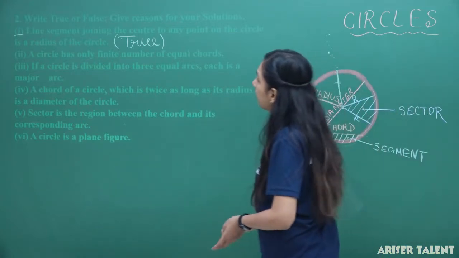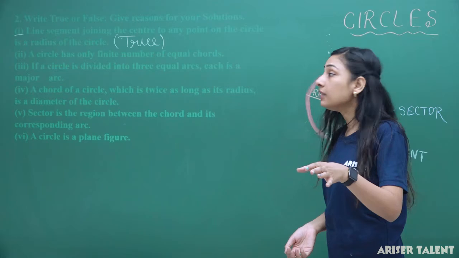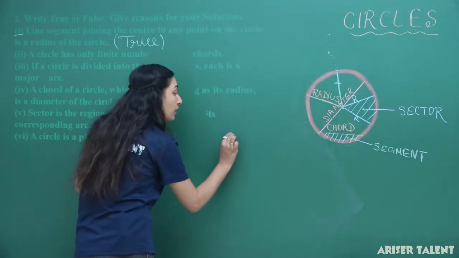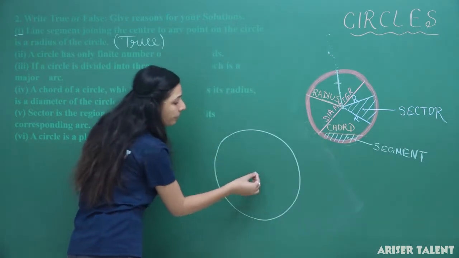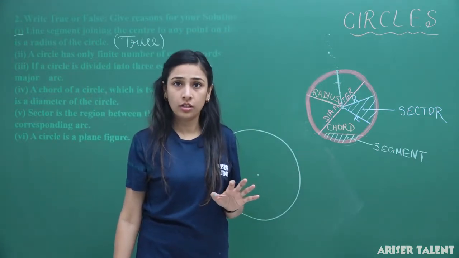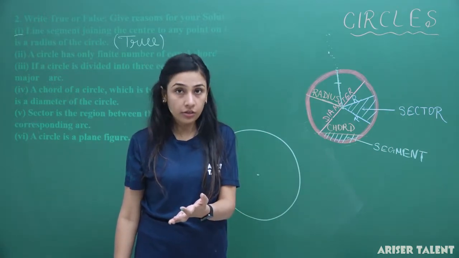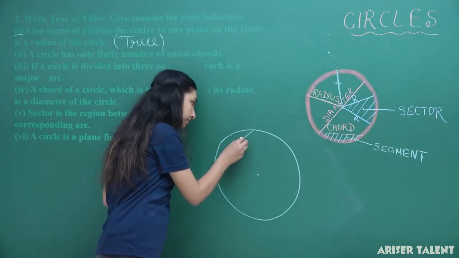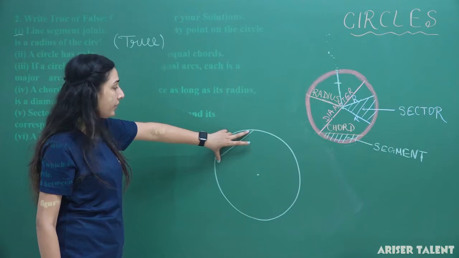In the next one, it's saying a circle has only a finite number of equal chords. Now, if it is a circle, I have told you in my previous lecture that we can draw an infinite number of chords in a circle, right, and an infinite number of diameters in the circle, right. Okay. So if I talk about this chord, these two points.